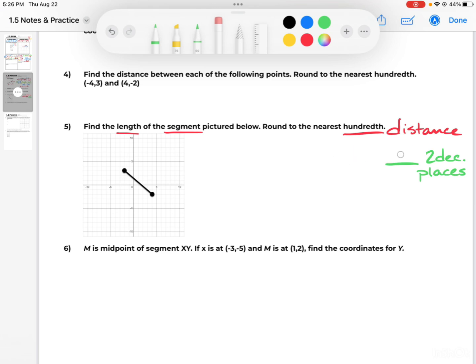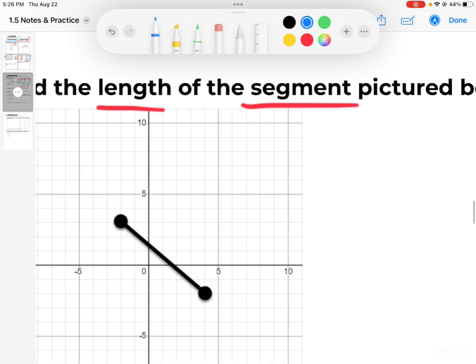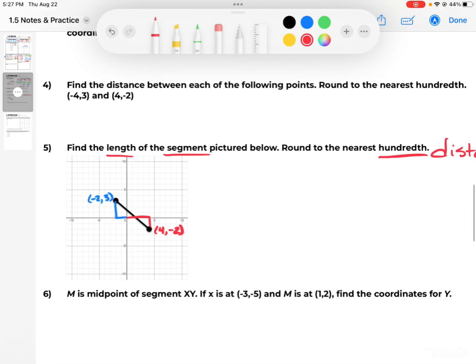All right, so now that I know how many decimal places I need and I know which formula I'm using, the distance formula, I need to actually get the information off the graph, which will be my points. So if you look, all right, I've got a point here at -2, +3. And then over here, I've got one at +4, -2.